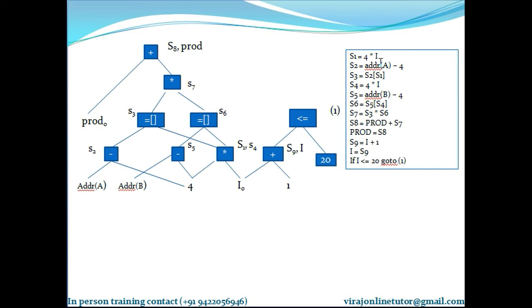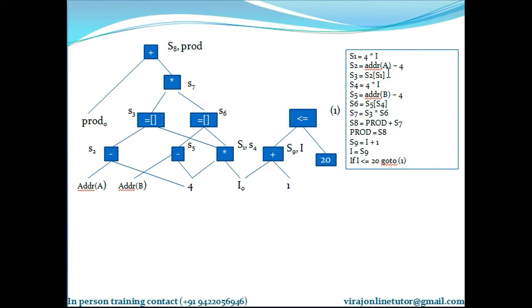4 is multiplied by I and assigned to S1. So interior nodes are operators and leaf nodes are identifiers, right? So 4 multiplied by I, I am assigning it to S1. S1 is the label assigned to this node.